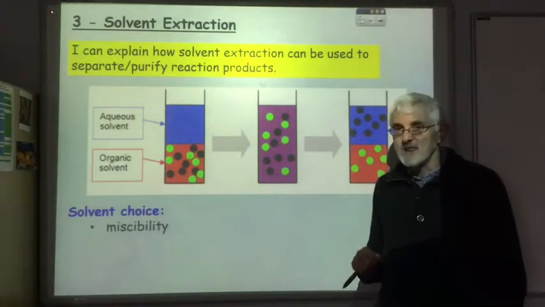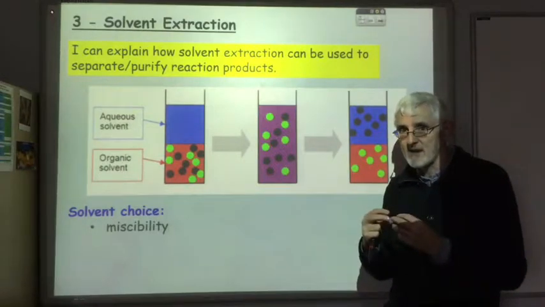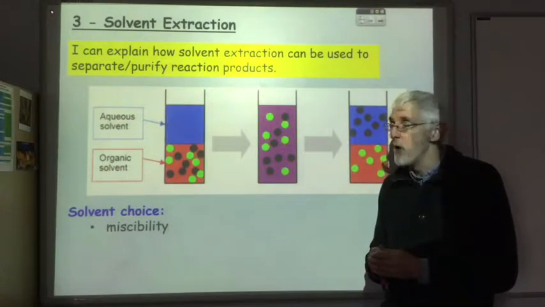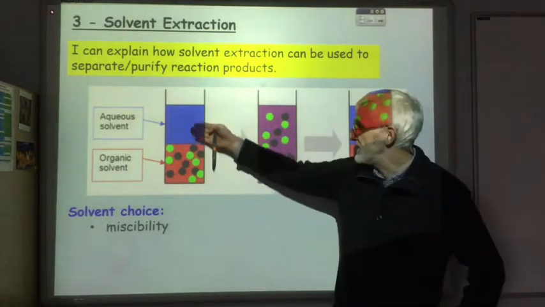Firstly, you want to consider the miscibility. So miscibility is when two solvents mix together. We don't want that to happen. We want the solvents to be immiscible. So they don't mix, they form two separate layers.